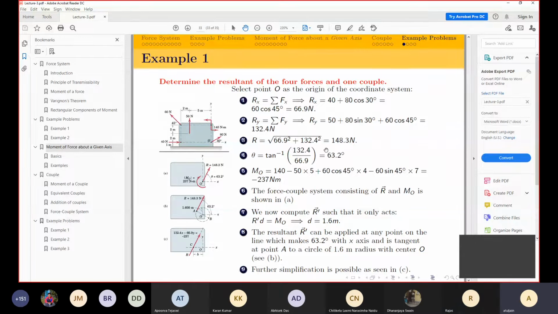Now let us take the moment of all the forces about point O and call it M0. M0 will be equal to 140, this moment, minus 50 into 5, plus 60 cos 45 into 4, plus 2, minus 60 sin 45 into 7, and you get some value of M0. M0 is the moment about point O of all the forces.